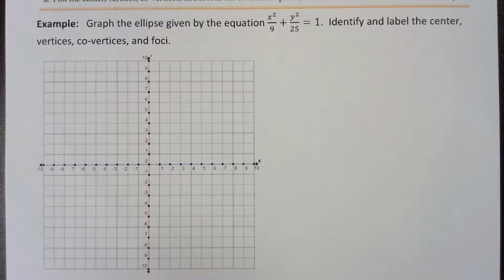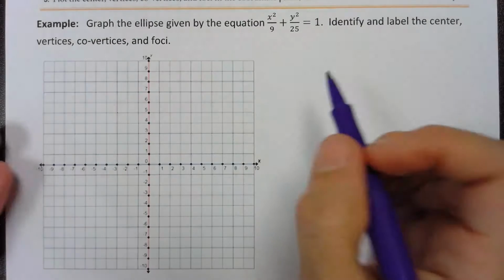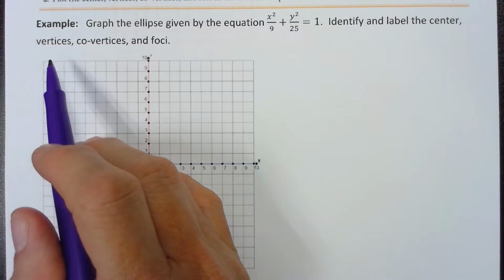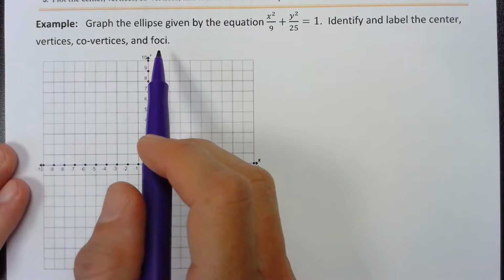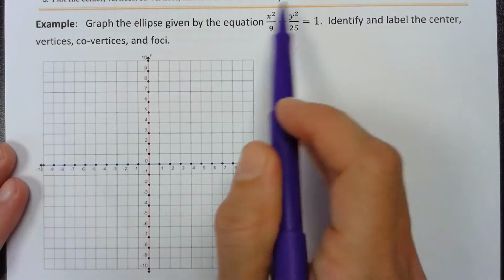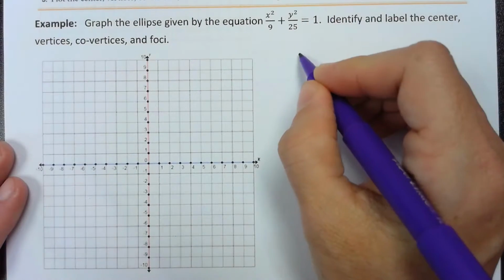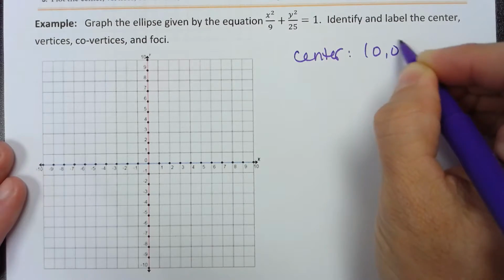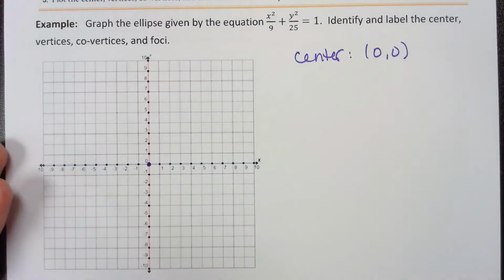Now that we know all the basic pieces to an ellipse, let's see if we can sketch it given the graph, or sorry, given the equation. So we want to identify and label the center, the vertices, the co-vertices, and the foci. Well, looking at the form of this, we can tell right away that the center is at 0, 0. So that one's easy. The center is at 0, 0.